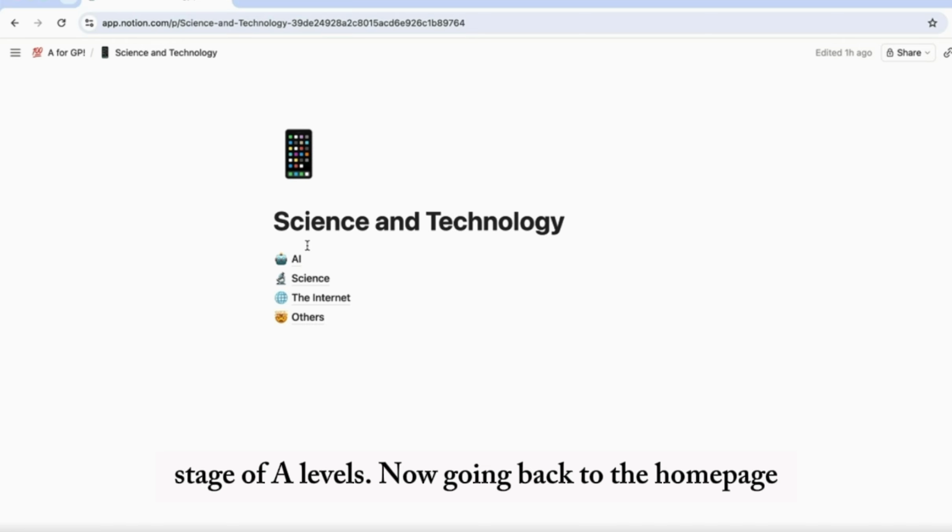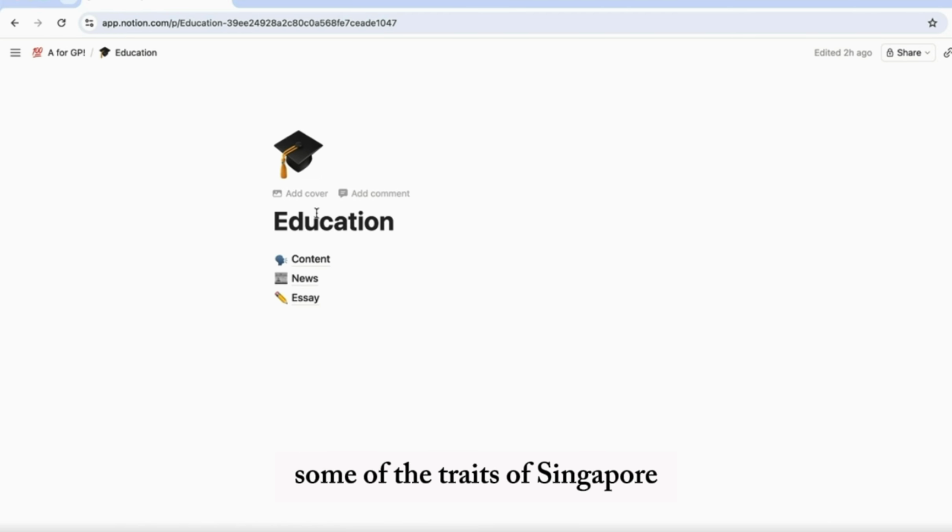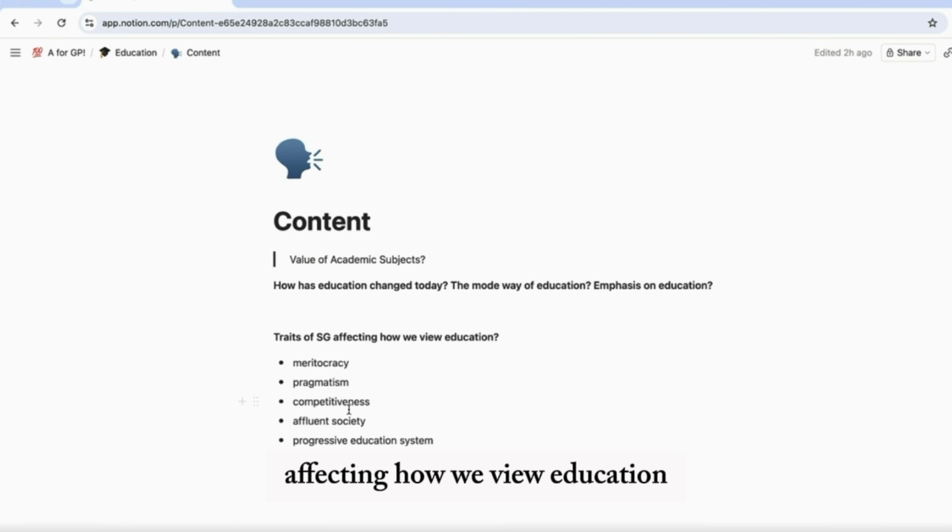Now, going back to the homepage, I've included some other examples, such as in education, some of the traits of Singapore affecting how we view education.